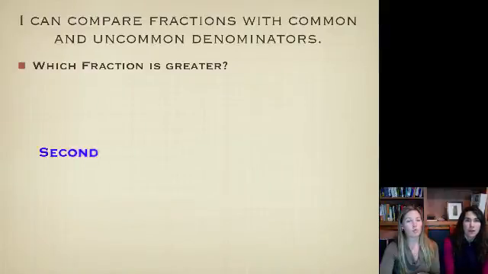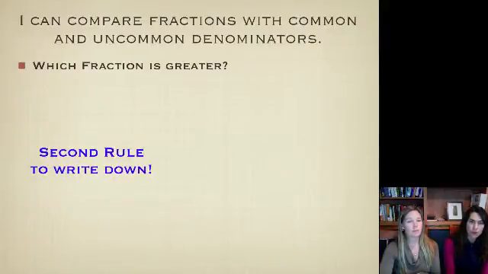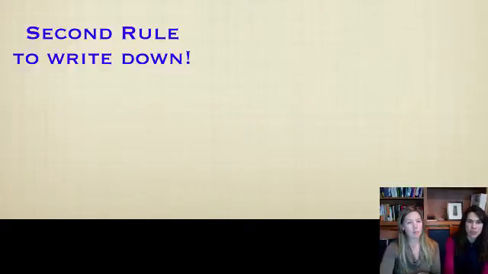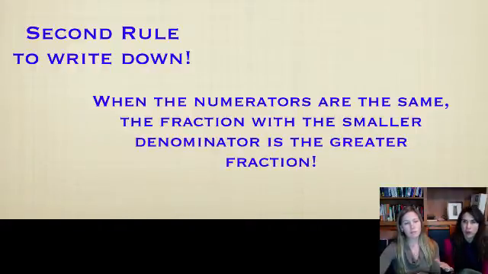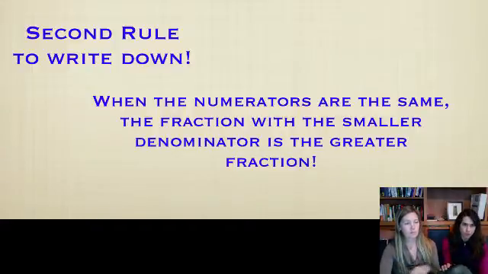Rule number 2. All right. So second rule to write down, and once again, I know it seems like a lot of writing, but I think this is it really for notes. So this one is now focusing on the numerators. When you have common numerators, or they're the same, the fraction with the smaller denominator is actually the greater fraction. And once again, we'll look at some examples to help you understand why that's true. But pause for a moment, jot that down, and then we can take a peek at these fractions.